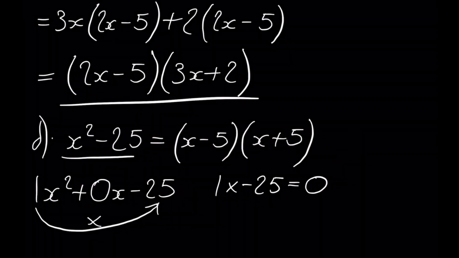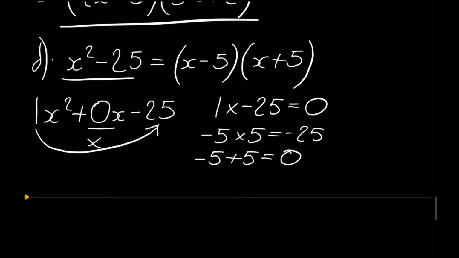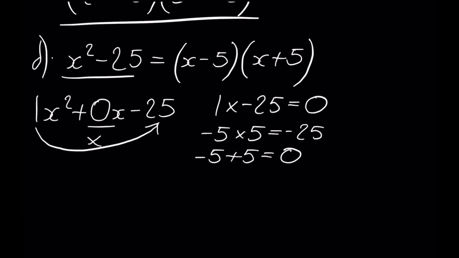But this time when we want to find two numbers that multiply to give us minus 25 and add to give us 0, we just get minus 5 and 5. And then minus 5 plus 5 is 0. So you will end up with the same answer. Let me just show you for this.